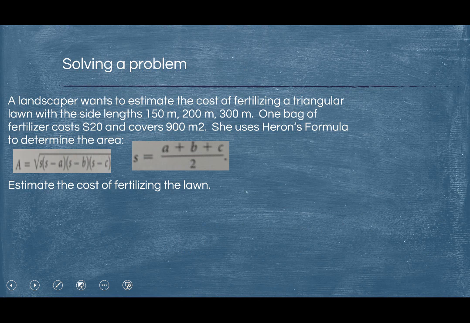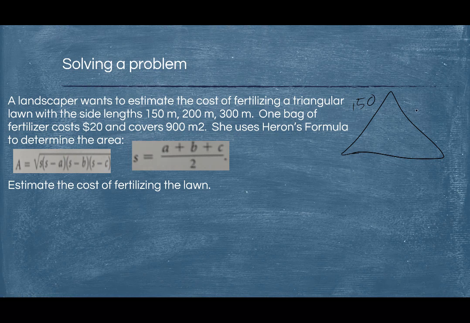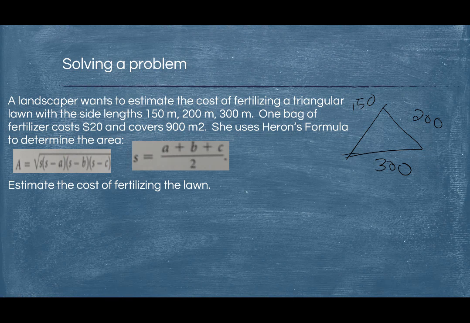All right, our next example, just again, it's solving a problem. Again, the formula pictures that I took aren't looking the best, but you'll have to just roll with it. A landscaper wants to estimate the cost of fertilizing a triangular lawn with side lengths of 150, 200, and 300. Right? It doesn't give you any angles or anything like that, so we really don't know. There's not a whole lot we can do with the conventional area formulas in order to do this, unless we were to draw a scale diagram or something like that. But we're talking meters here. This is what we're going to do.